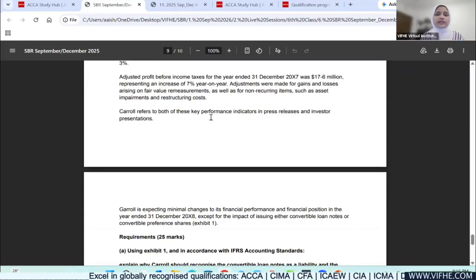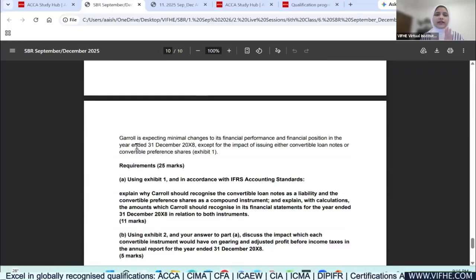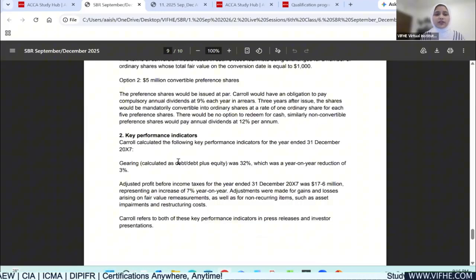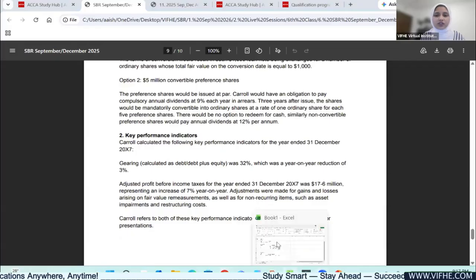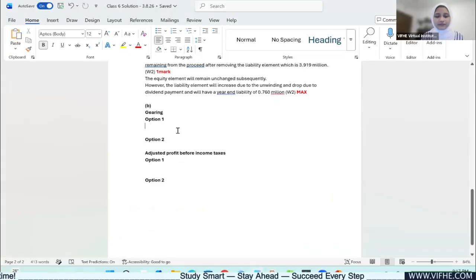Carol refers to both of these KPIs in press release and investor presentation. Okay. Carol is expecting minimal changes to its financial performance and financial position in the year ended 31st December 2008, except for the impact of issuing either convertible loan notes or convertible preference shares. So it wants to understand the impact. If it had a gearing of 32% because of debt upon debt plus equity, this first option is definitely going to increase it.